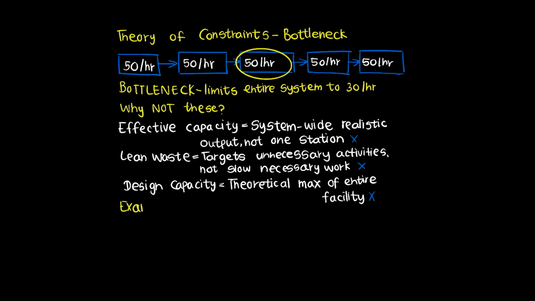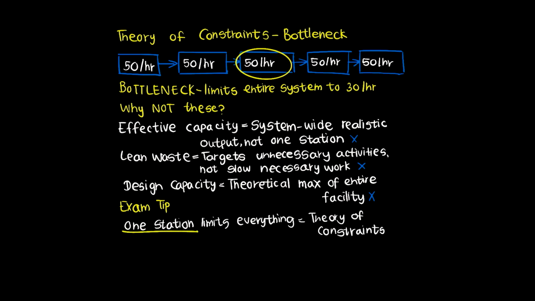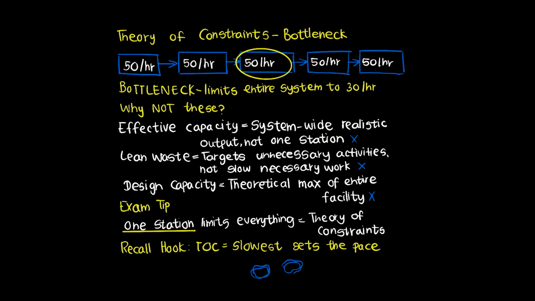Here's a WGU C215 OA exam tip for you. When the question says one station limits the entire system's output, or describes a single slowest step constraining everything else, that is the theory of constraints bottleneck. Quick recall hook. TOC equals the slowest station sets the pace for the total output chain.